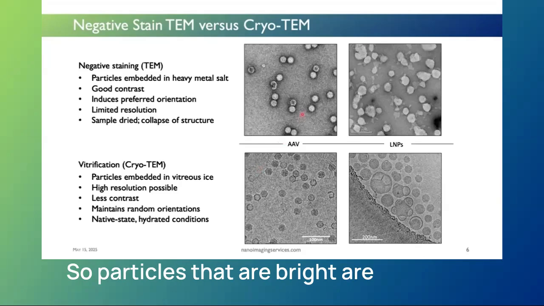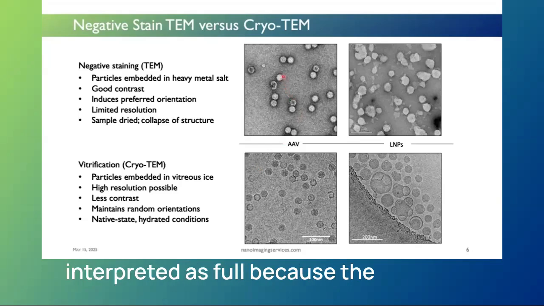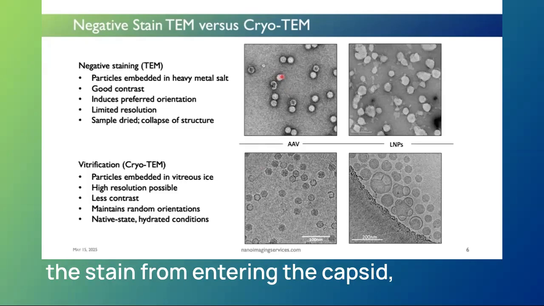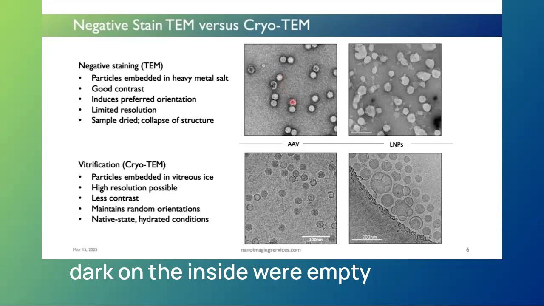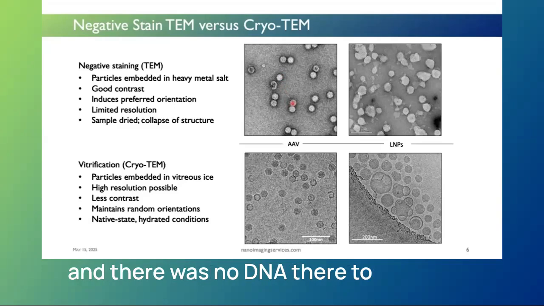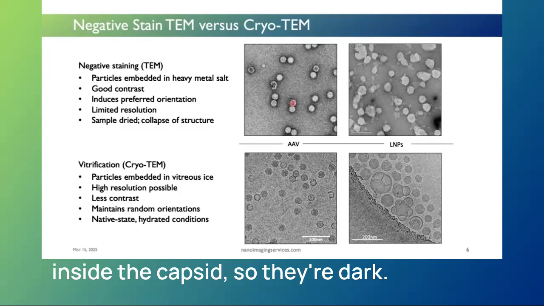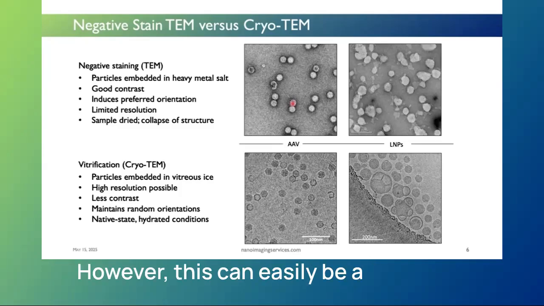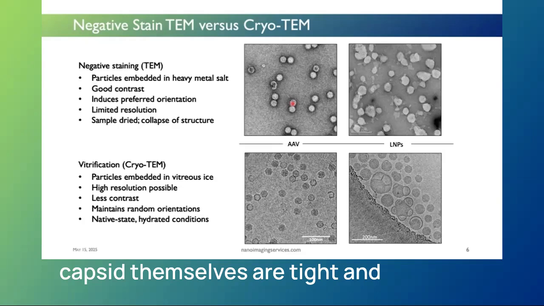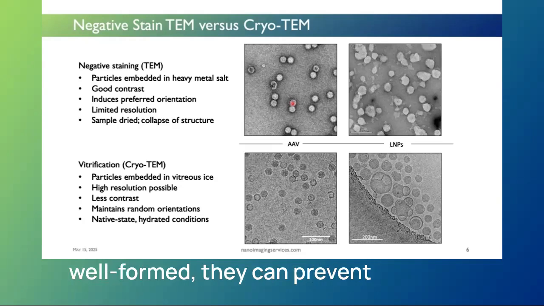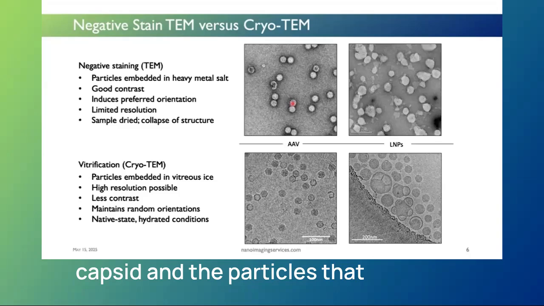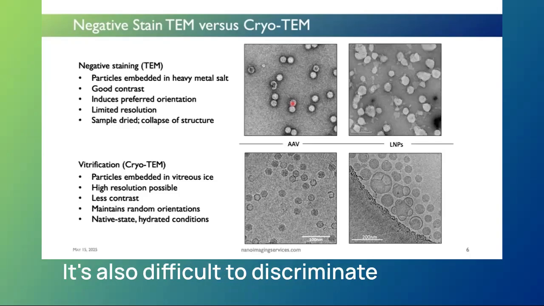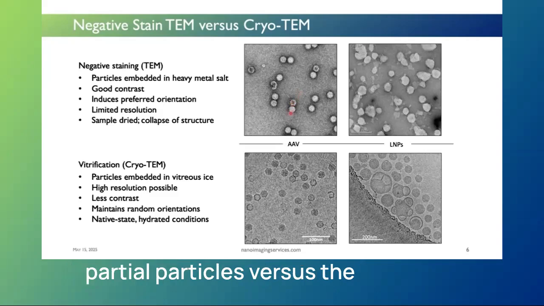Particles that are bright are interpreted as full because the DNA inside the capsid excluded the stain from entering the capsid, whereas the particles that are dark on the inside were empty and there was no DNA there to prevent the stain from getting inside the capsid, so they're dark. However, this can easily be a misinterpretation because if the capsids themselves are tight and well formed, they can prevent the stain from entering the capsid, and the particles that are empty will actually look full. It's also difficult to discriminate partial particles versus the empty and full particles using this approach.